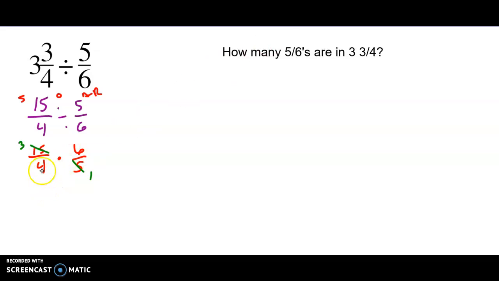All right, let's do the next one. Look at the 4 and the 6. What can go into 4 and 6? 2. So 4 divided by 2 is 2. 6 divided by 2 is 3. And we multiply straight across. 3 times 3 is 9. 2 times 1 is 2. 9/2 is another name for 4 1/2. Okay?